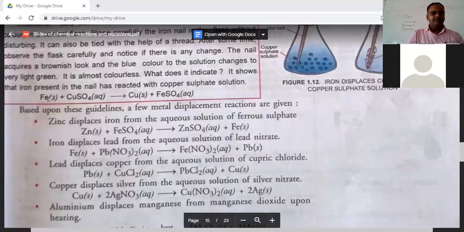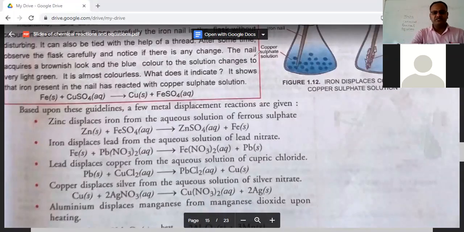See, iron reacts with copper sulfate solution and the product is copper and FeSO4. Now student, tell me, in this case, who is displacing whom? Okay. Very good. Iron displaces copper.